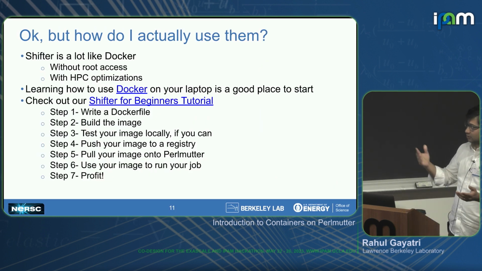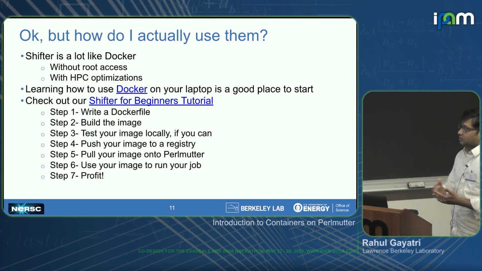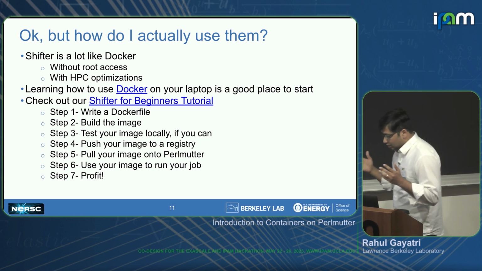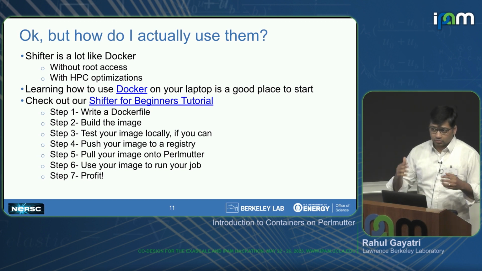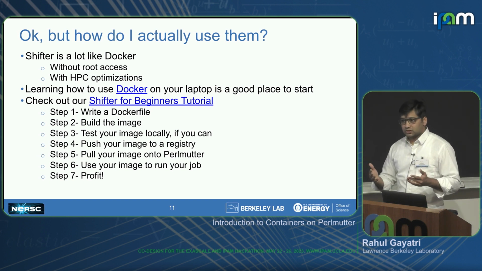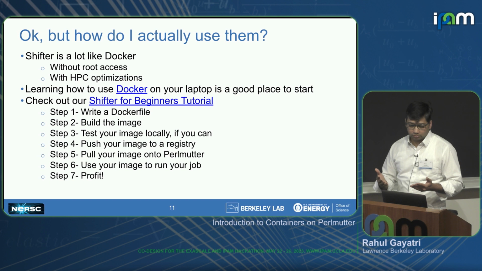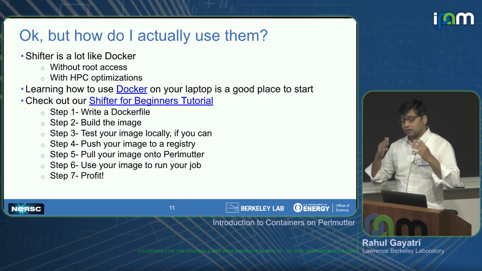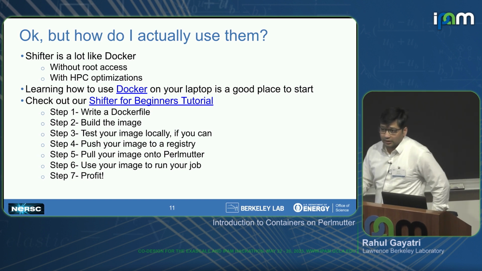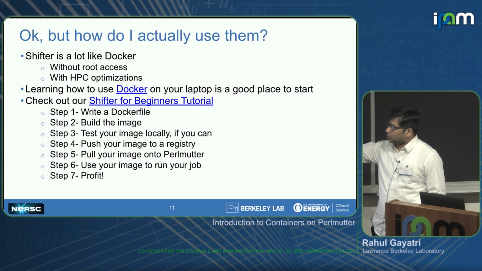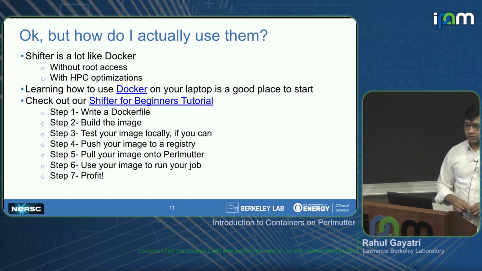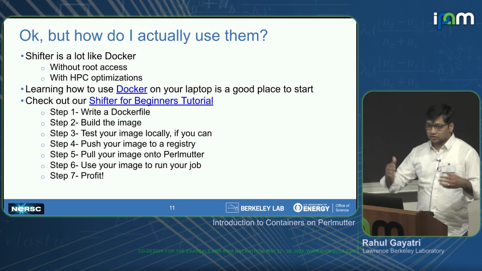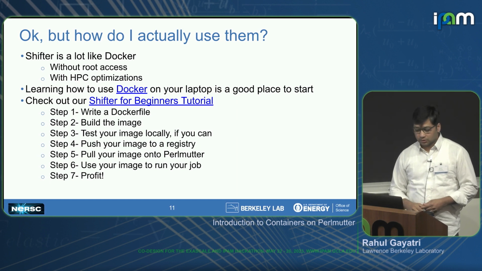Just to summarize, Shifter is a lot like Docker, but it does not need root access. That is, I think, one of the biggest reasons that we went with it. It also allows some HPC optimizations. If you want to start using containers, start by learning Docker. Then there is a good tutorial by staff at NERSC about Shifter that will give you a very high-level view of how to write a Dockerfile, build an image, and follow those steps on Perlmutter.